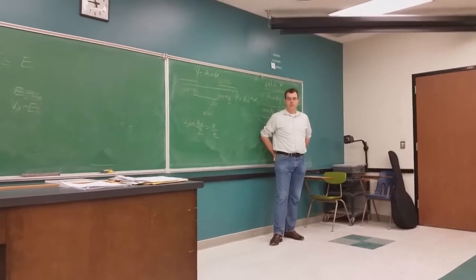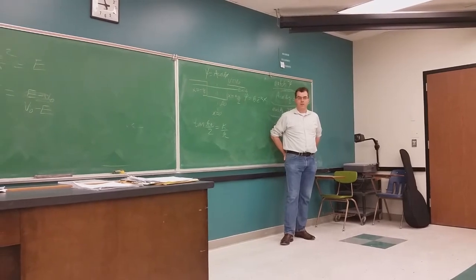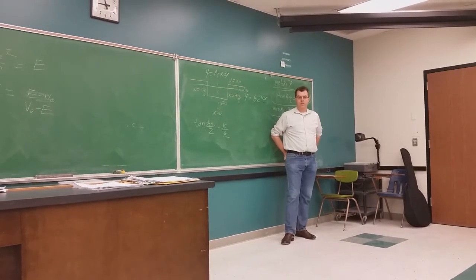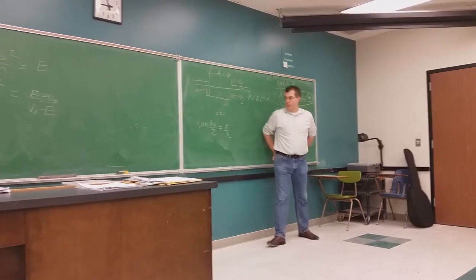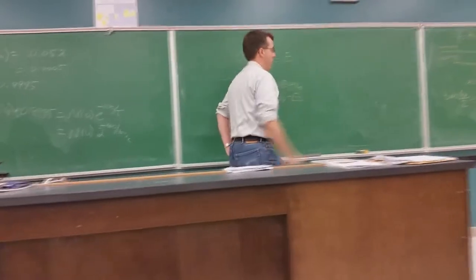Yeah. Now, when it comes to the excited state, your k value is going to be, what was it, your n pi over L? That's only for an infinite square well. Okay. All right? This is not an infinite square well.